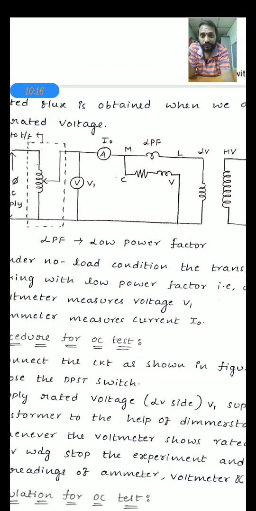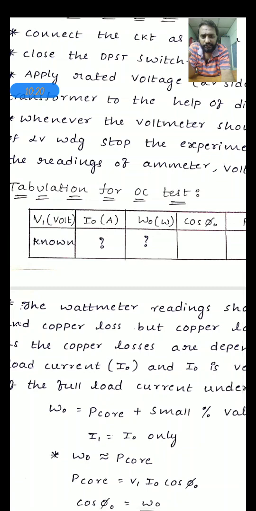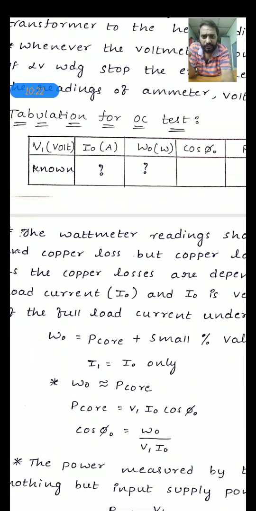The ammeter reading is written as I naught and the wattmeter reading is written as W naught. See here it is very clear. In this table, the voltmeter reading is a known value, and the ammeter reading and wattmeter reading are unknown. By conducting this test we can measure these two. Whenever the voltmeter shows the rated voltage of the LV winding, we stop the experiment and note down these two values.